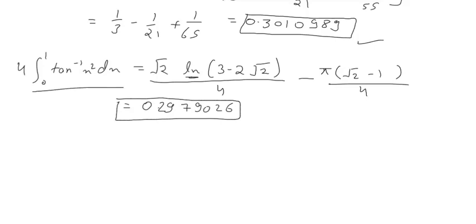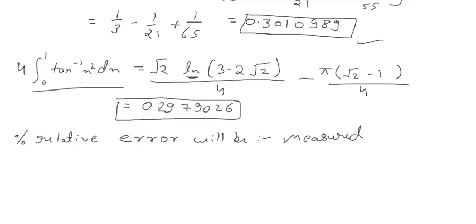Now moving further, the percent relative error will be measured minus real upon real. Measured is the value we have calculated, minus the real value which is given in the question, upon real, into 100. This is how we will find the percentage.